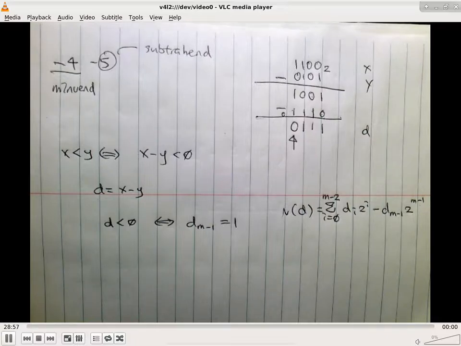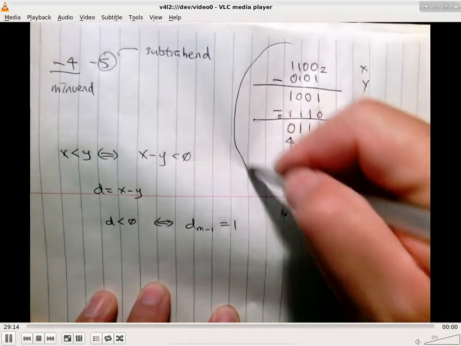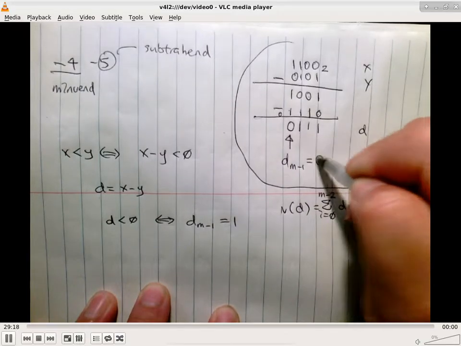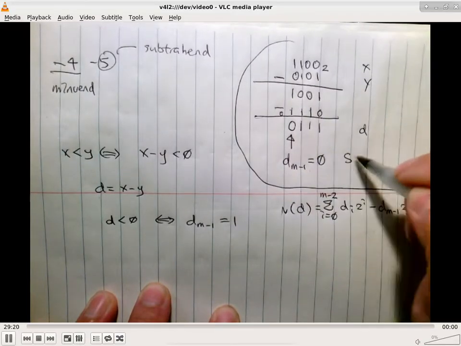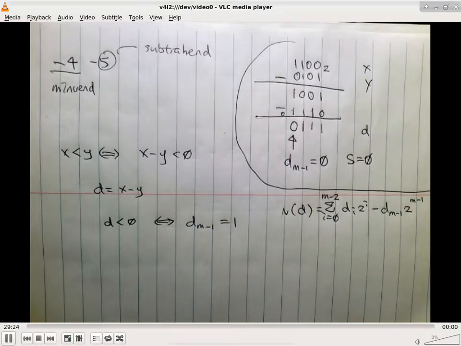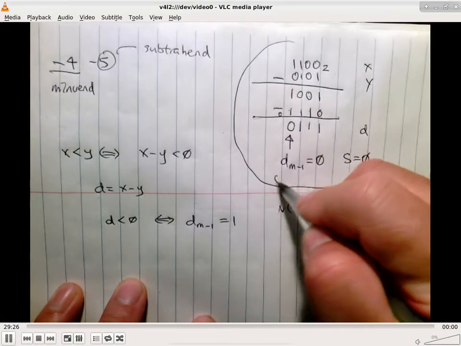So, in the actual problem where you did the subtraction above, the m minus 1 bit, isn't that the 0 bit? That is 0. But that's a very good thing to check. So let's take a look at this case here. We know d subscript m minus 1 is a 0, right? Which also means the sign is a 0. But what about the overflow flag?